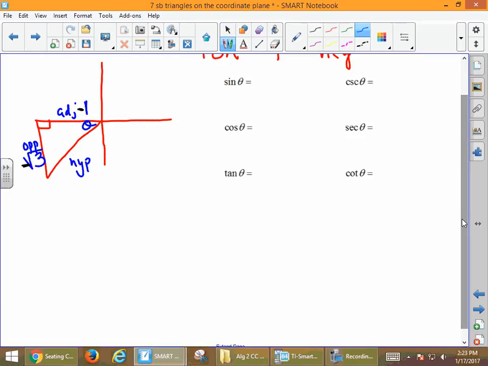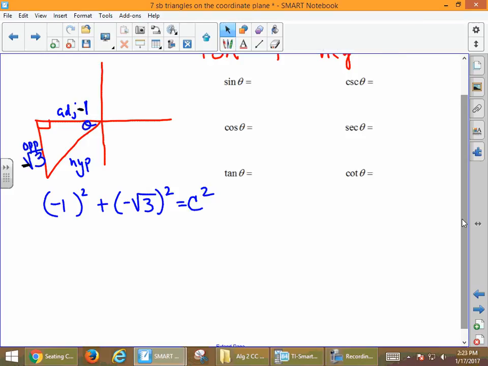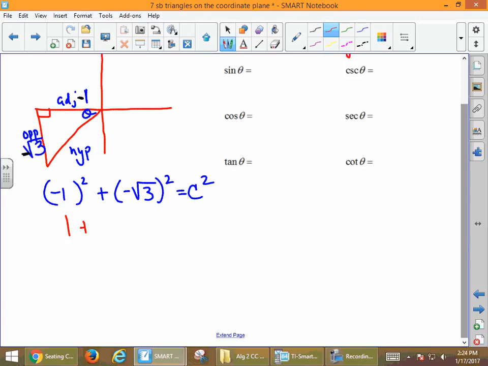So, negative 1 squared plus negative the square root of 3 squared equals c squared. Find a squared plus b squared equals c squared. Negative 1 squared means negative 1 times negative 1, which is 1. Negative the square root of 3, we just saw this on our last problem. But again, negative the square root of 3 times negative the square root of 3. Well, negative times negative is positive. 3 times 3 is 9. And the square root of 9 is 3.